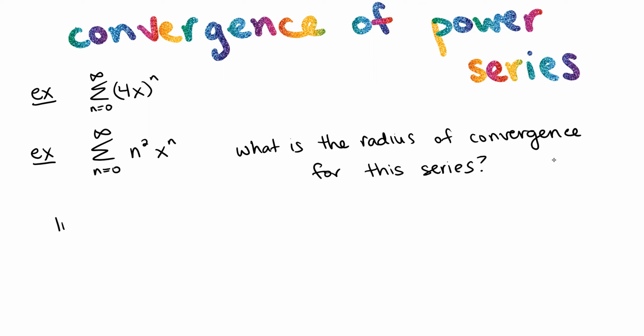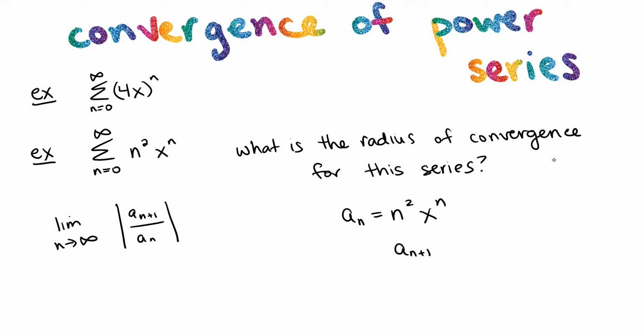Okay, so what we need to do is take the limit as n goes to infinity of the absolute value of a_{n+1} over a_n, and we need to work with that. So let's figure out what this looks like. First of all, what is a_n? This is our a_n here. So a_n is equal to n squared times x to the n. Then that means that the next term, a_{n+1}, is equal to (n plus 1) squared times x to the n plus 1. In other words, we looked at a_n and just replaced all the n's with n plus 1s.